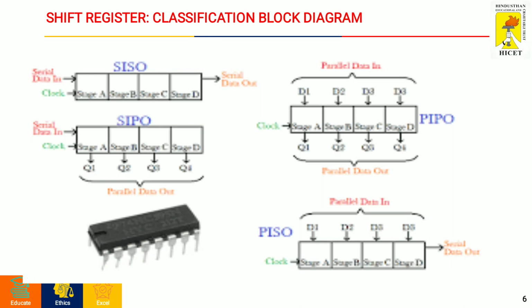Here we have the block diagram for the various types of shift register. First we have SISO, that is serial data in and serial data out. Here we have a single data input line and a single data output line. In the case of parallel data in and parallel data out, we have 4 data input lines and 4 output lines. In the case of serial input and parallel output, we have a single data input line and 4 parallel data output lines. For PISO, we have 4 parallel data input lines and a single output line.